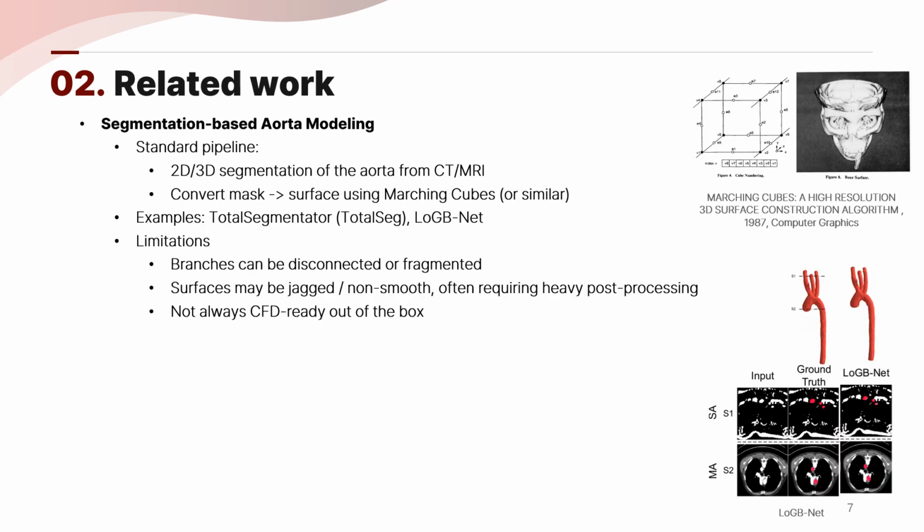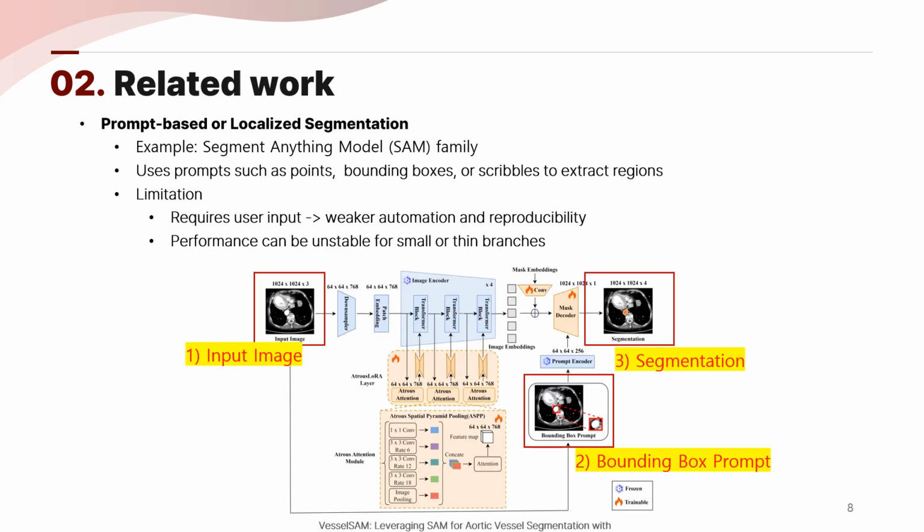A common baseline is segmentation-based modeling: segment the aorta with a 2D or 3D network, then convert the mask to a mesh using Marching Cubes. Examples include TotalSeg and LowGBNet. The downside is that the resulting meshes are often not CFD-ready. Branches can fragment and surfaces can be rough, so extra post-processing is typically needed.